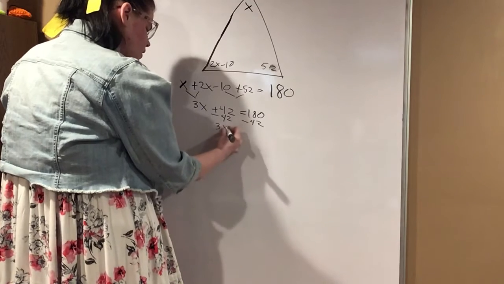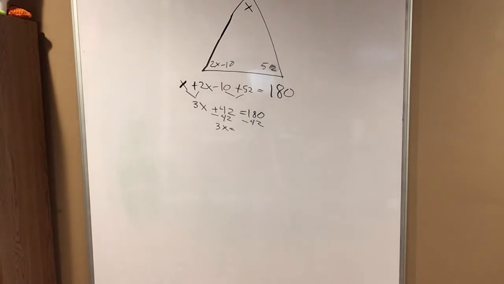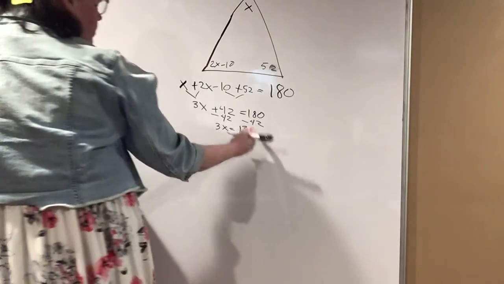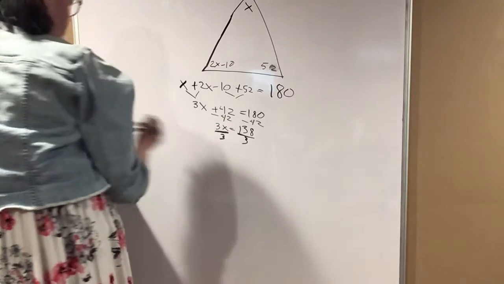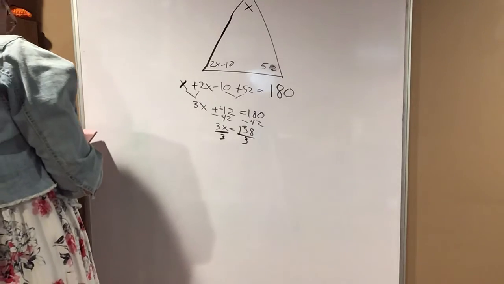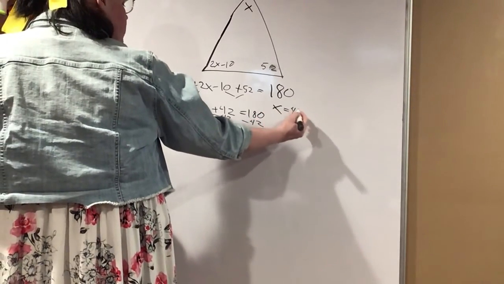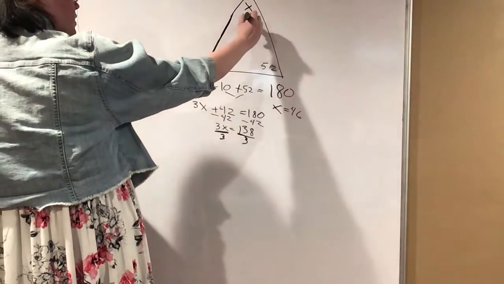So 3x equals, shoot, I didn't write it down. I did the work in my head and then didn't write it down on the paper, which is super smart. Always write your work down. 138. Once we get there, now we're going to divide. So divide by 3. X equals 46. So we know that this angle's 46.